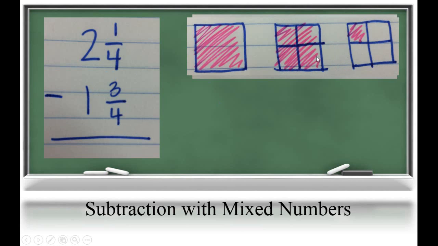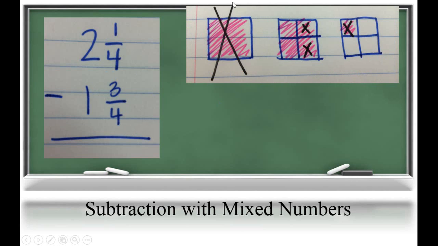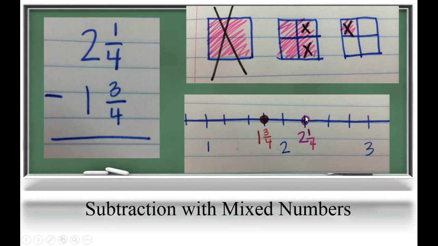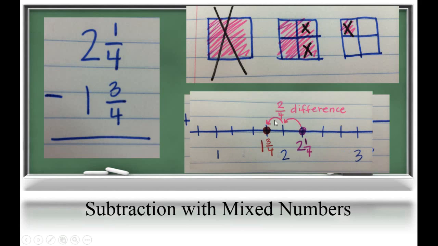Now I can cross out 3/4 and cross out 1 whole because I'm subtracting 1 whole and 3/4. All that's left is 2/4, which we know can be renamed or put in simplest form as 1/2. Now let's see what that would look like on a number line. We're going to start at 2 and 1/4, and we're going to count backwards until we get to 1 and 3/4. Our difference is 2/4, which, as we said before, could be renamed as 1/2.